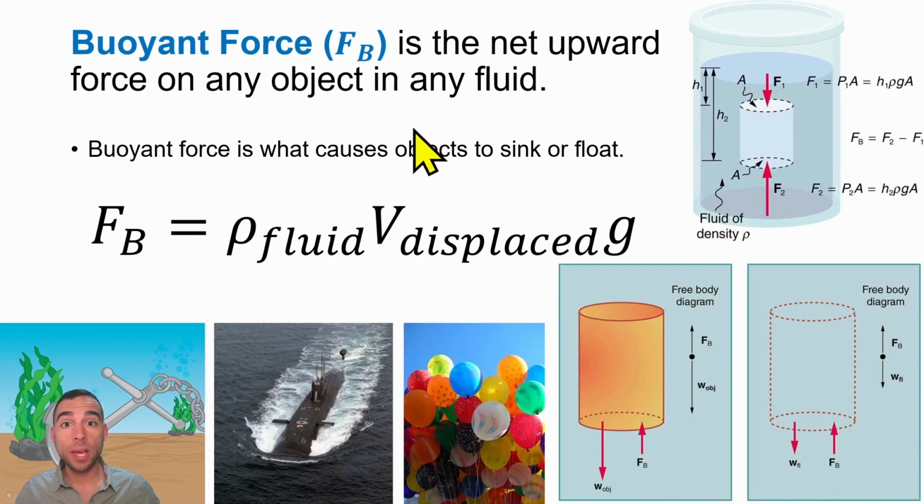The equation for the buoyant force involves the density of the fluid, how much volume of fluid was displaced, and the gravitational constant g, 9.8 meters per second squared. Buoyancy occurs for all kinds of objects like anchors sinking to the bottom of a pool, a boat floating as it sails on the water, and helium balloons that are submerged in air.